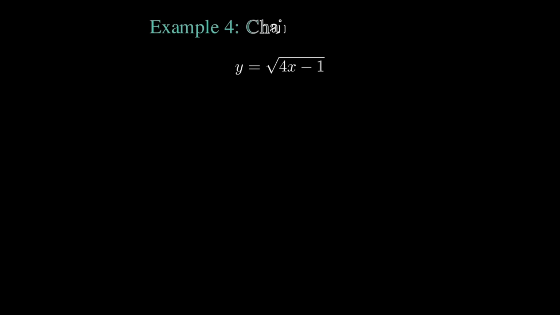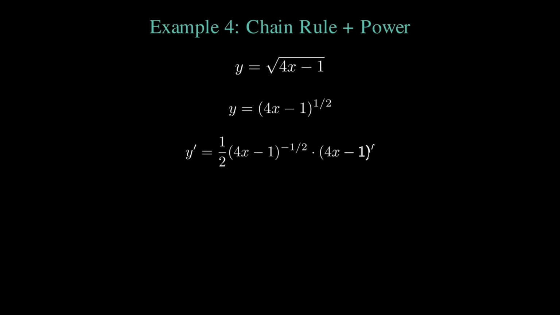Example 4, y equals square root of 4x minus 1. Rewrite it as 4x minus 1 to the power of 1/2. Power rule plus chain, 1/2 times 4x minus 1 to the power of negative 1/2 times 4. That simplifies to 2 over square root of 4x minus 1.